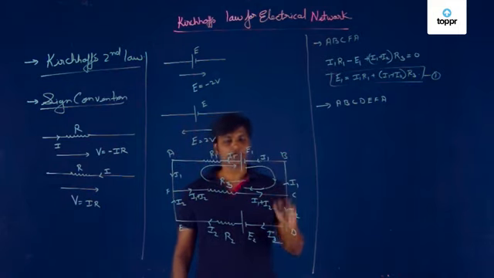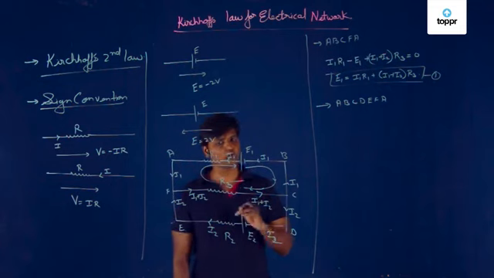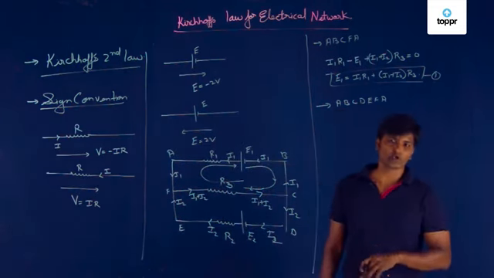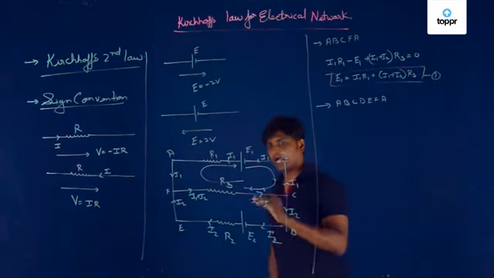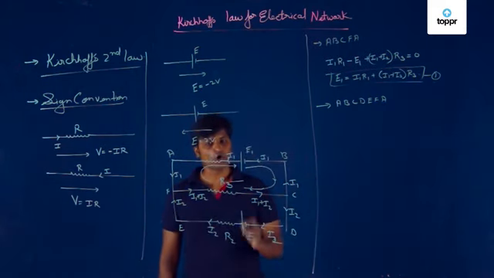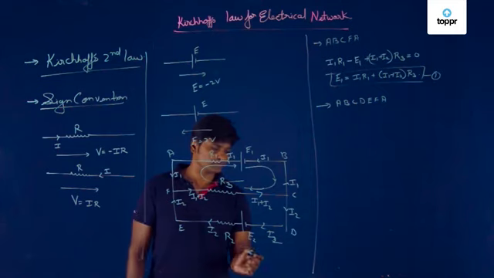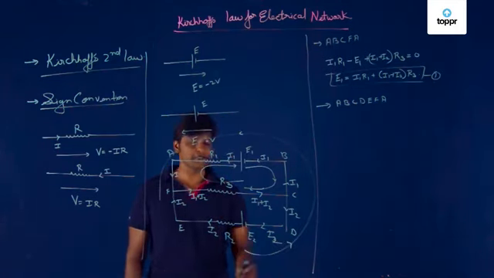Let us again trace this loop. Now this time we will trace the loop in anti-clockwise direction. Will it make any difference if I am tracing the loop in clockwise direction or anti-clockwise direction? No, it will not make any difference. We will get the same answer. So you can trace the loop either in clockwise direction or in anti-clockwise direction. So I am tracing the loop in anti-clockwise direction, this direction, right?